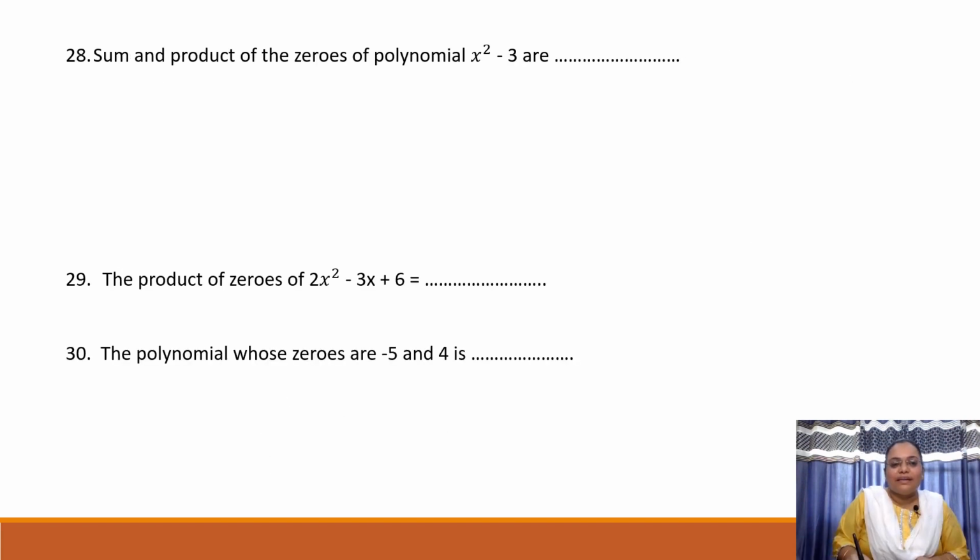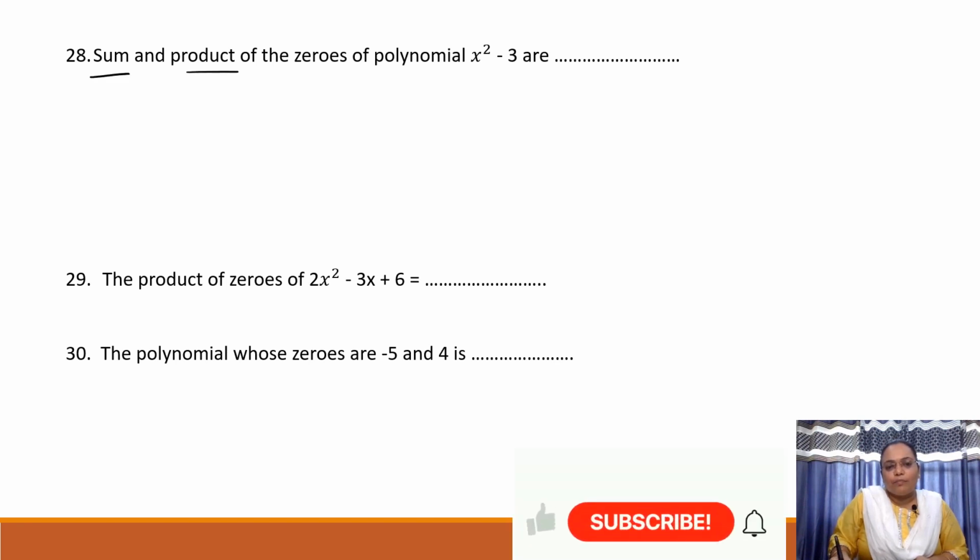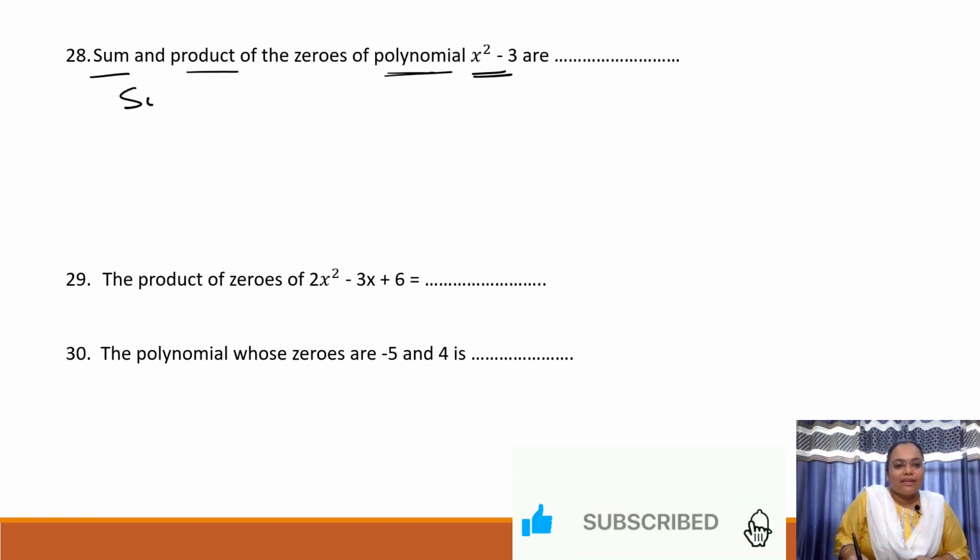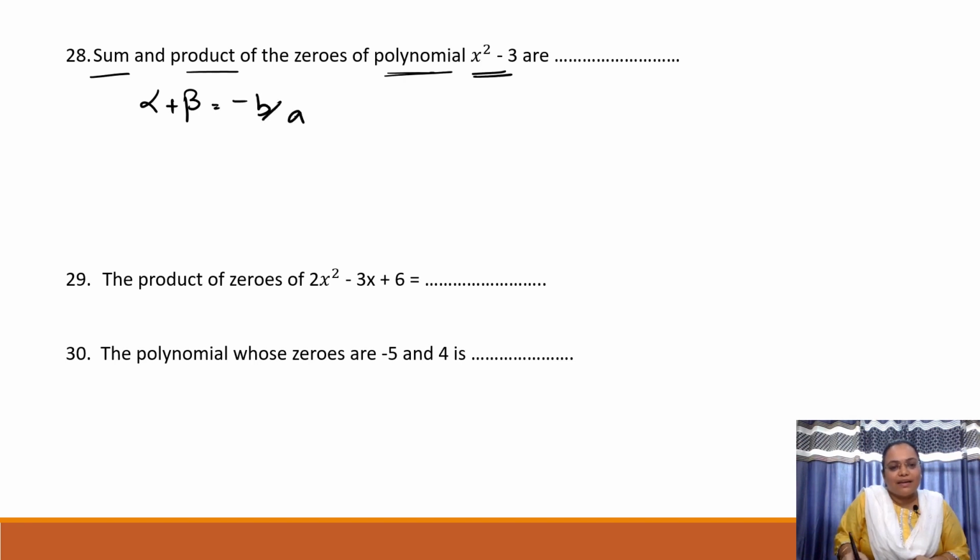So, we need to find the sum of the zeros and the product of the zeros of the polynomial x square minus 3. What is the sum of the zeros? That is alpha plus beta is equal to minus b by a. What is the product of zeros? That is alpha beta is equal to c by a. Right? So, from this given polynomial, p of x is equal to x square minus 3.